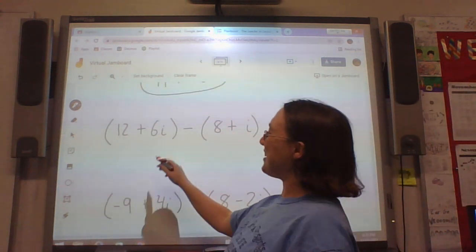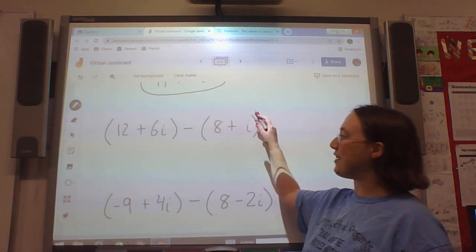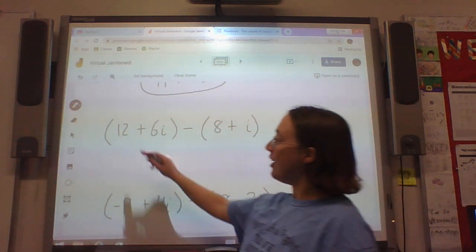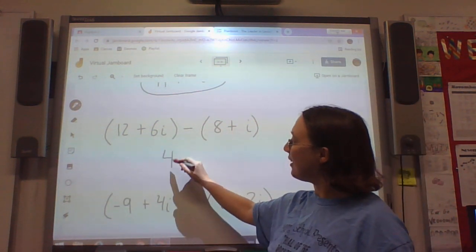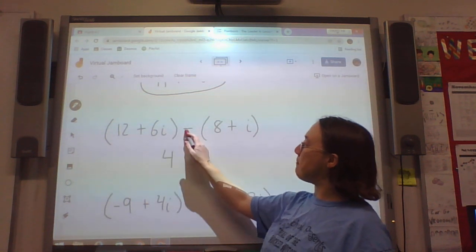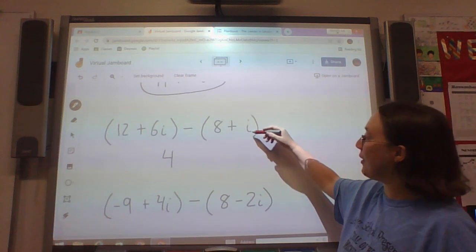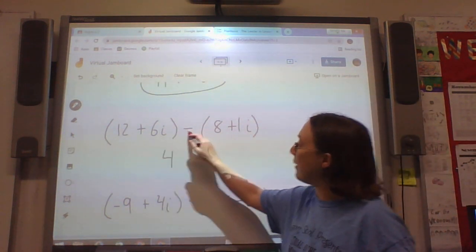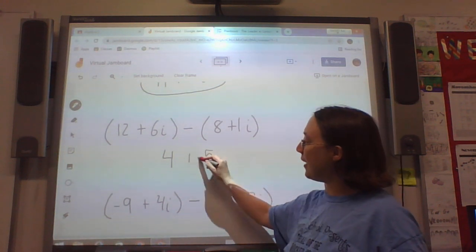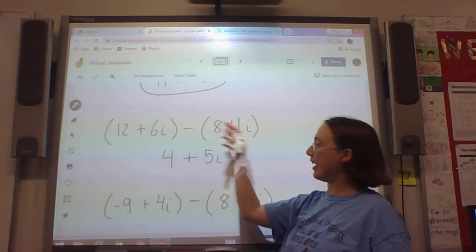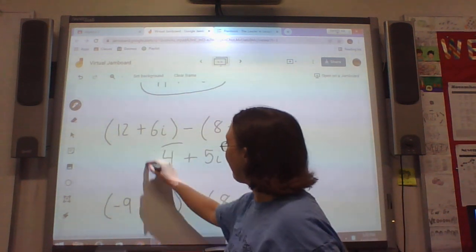So if we're subtracting them, just watch out for, just like any other variable, we're subtracting everything in the second set of parentheses. So this is a 12 minus that 8, which gets you a 4. And this is a 6i minus this i, and just like any other letter, if we don't have a number in front of it, it's a 1. So 6 minus 1 gets you 5. And it's a positive 5i because your positive 6 is bigger than your negative 1. And again, that's it. Don't do anything with that. That stays.